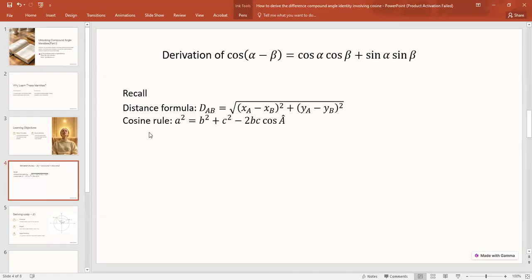You equally have the cosine rule, which you have to recall, which states that if you're given a triangle, the side A squared is equal to the side B squared plus the side C squared minus 2 times the side B times the side C times the cosine of the angle A. Hopefully you do remember these geometric rules.